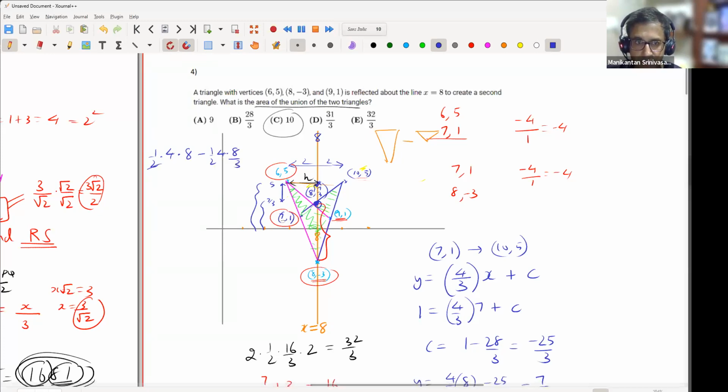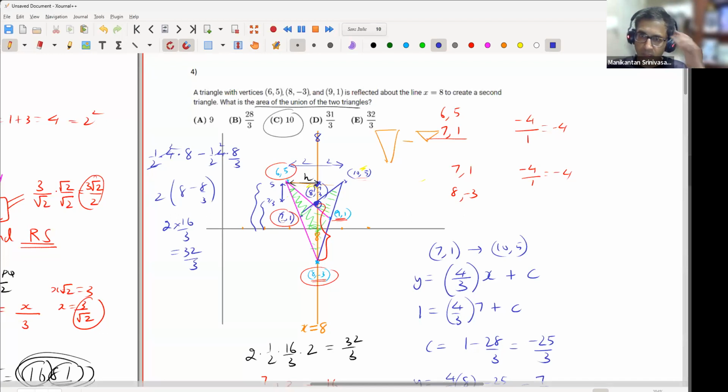So if you subtract these two, then what do we get? This is 2, this is 2. So 2 into 8 minus 8 by 3, which is 2 into 16 by 3, which is the same 32 by 3. Make sense? Both methods? I mean, the last one is just finding the area by visually adding up the relevant areas or subtracting.